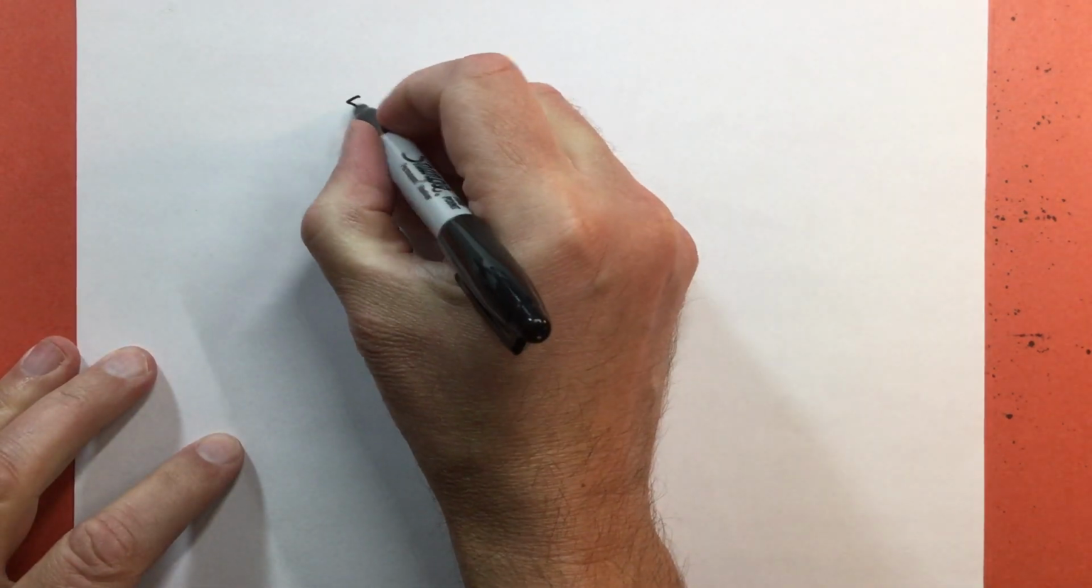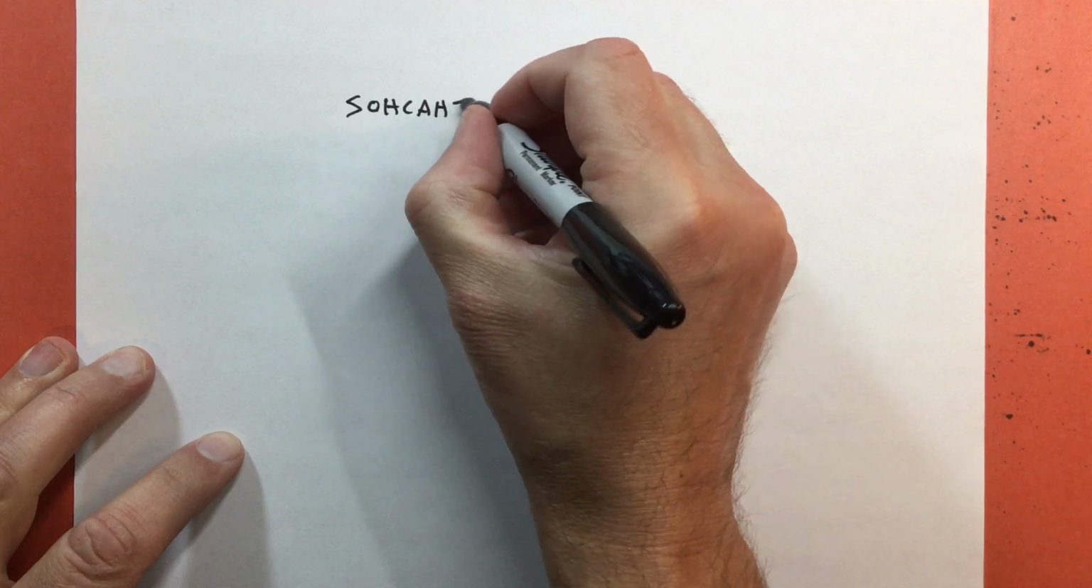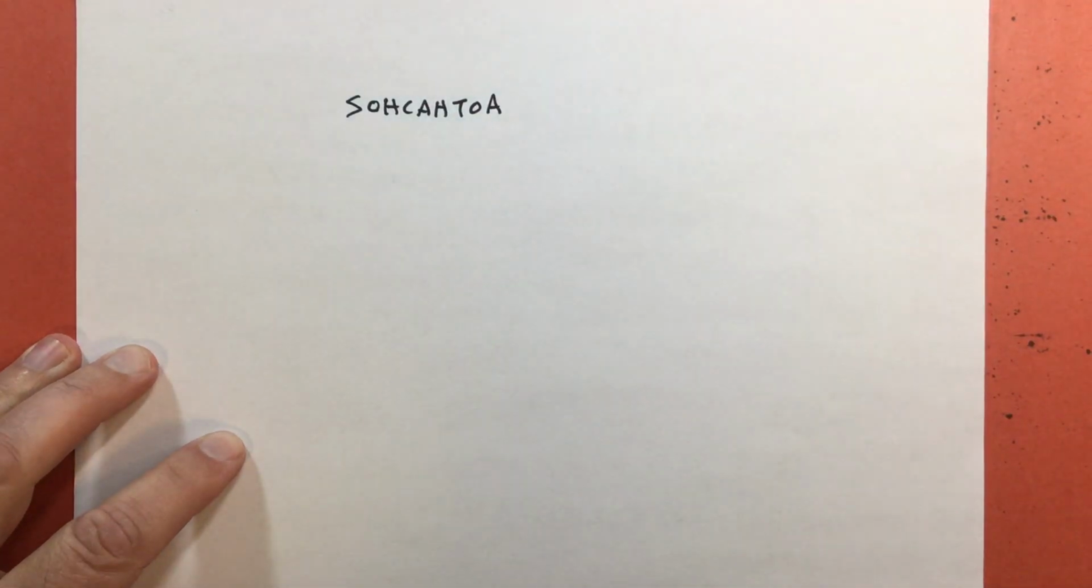So I'm going to move this out of the way. I'll bring it back. I just got a blank sheet of paper here. This is what we know from the previous section. This is the SOHCAHTOA that we have been working with.